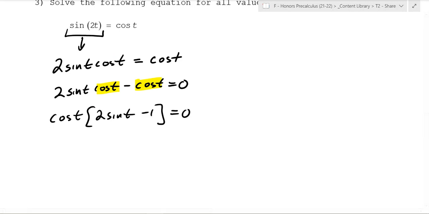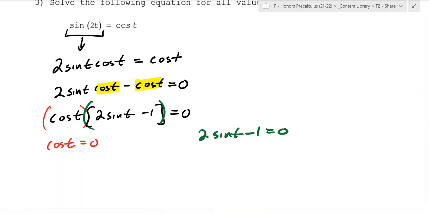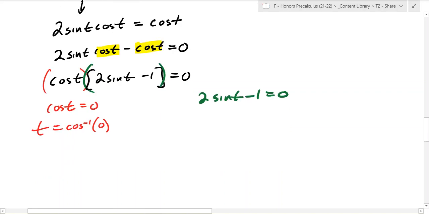So there's two ways in which this can be true. Either cosine t is equal to 0, or 2 sine t minus 1 is equal to 0. Both of them have the opportunity to solve this equation. So what does that mean? It means that t over here, and I'll stay in red just to stay consistent, t over here is equal to cosine inverse of 0. And remember, when we do that inverse, we end up with two answers here.